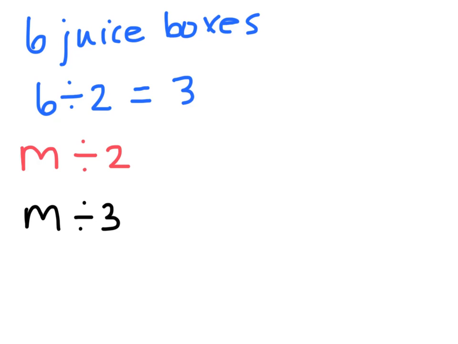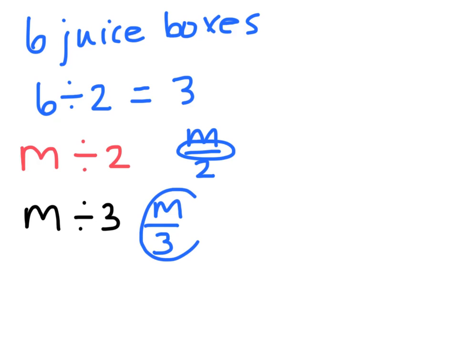There is another way to express these, and that would be to write them in their fraction form. m divided by 2 can also be written as m over 2. This line, the fraction line, also means divide. So m over 3 would be the same as m divided by 3 as well. In algebra, you typically want to use this form, the fraction form, m over 3 or m over 2, instead of m divided by 2 or m divided by 3 written this way.